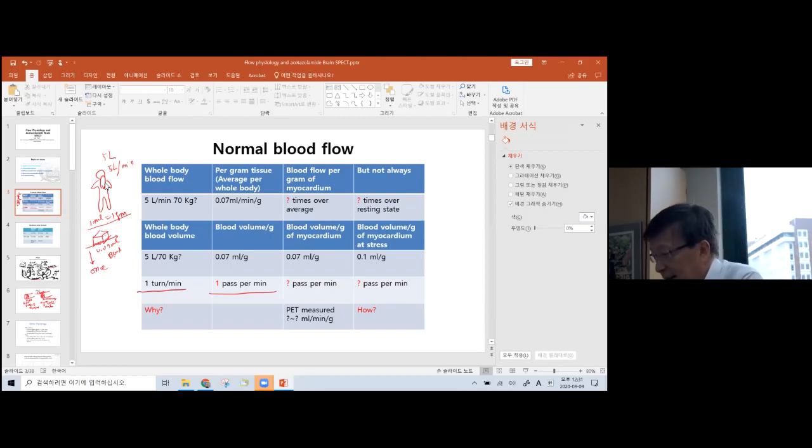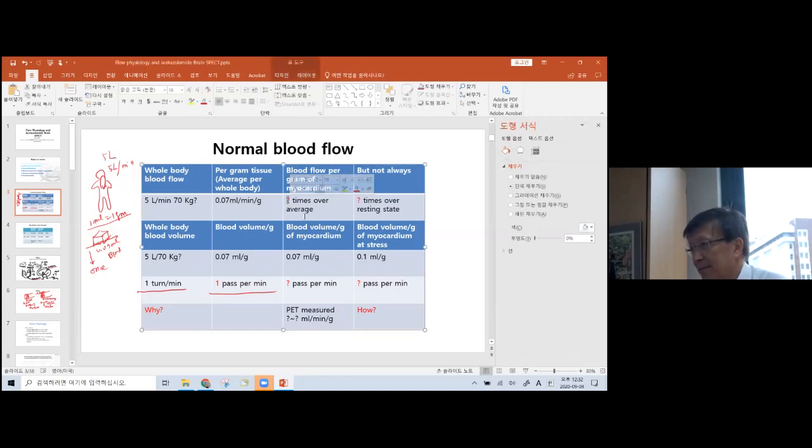Then Dr. Gill, I have a question. According to your knowledge acquired from myocardial PET, blood flow per gram of myocardium, how many times is it over the whole body average? Everyone knows that the myocardium is going to use more blood perfusion. So how many times do you expect? About 3 times. Yeah. So you are so humble.